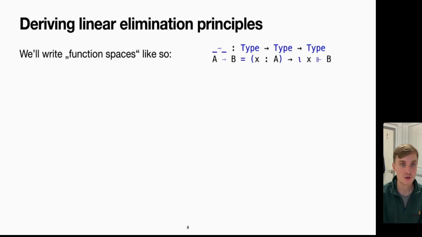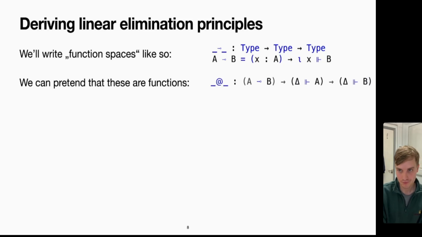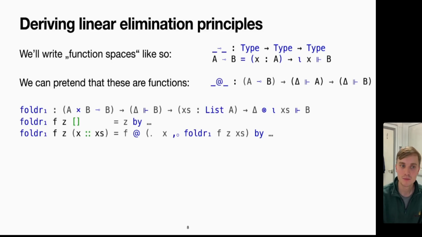So let's introduce this abbreviation. These aren't really linear functions from A to B. They're just working in a similar way. They're really dependent functions which take an A to a witness that X can be turned into B linearly. But these work like functions. So we can, for instance, apply these with at, and then we can implement a fold principle for lists, which is a linear fold principle, because we're now giving a cons function which is linear, so it takes an A and a B, uses both to produce a B. It has a nil case, which just has a B being produced from a delta.